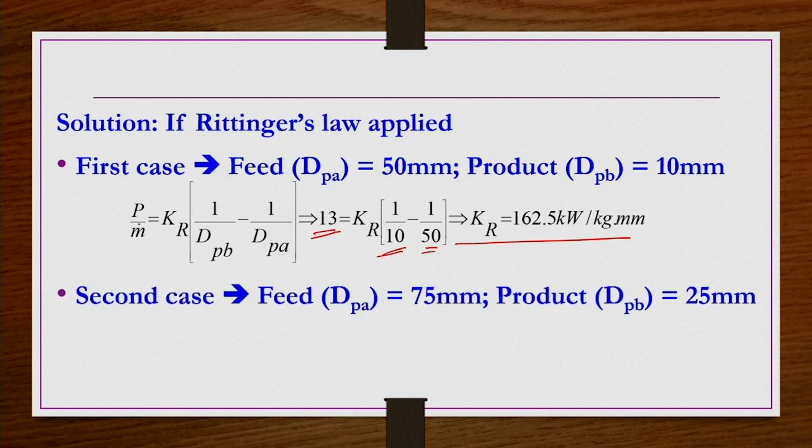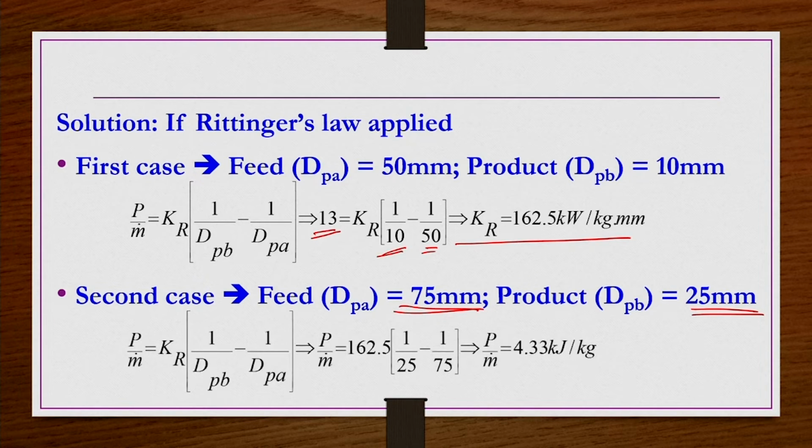Now, in the second case, the feed average size becomes 75 mm and you are expected to get a product average size of 25 mm. How much power is required, that is, how much P/m dot, you need to calculate, because m dot is not given. Use the same equation, with Kr just calculated as 162.5, dPB is 25 and the feed in the second case is 75 mm. Substituting here, you get P/m dot equals 4.33 kilojoules per kg. This is the power requirement if you apply Rittinger's law.